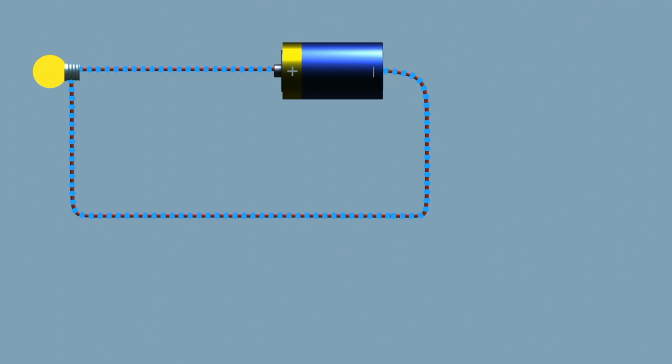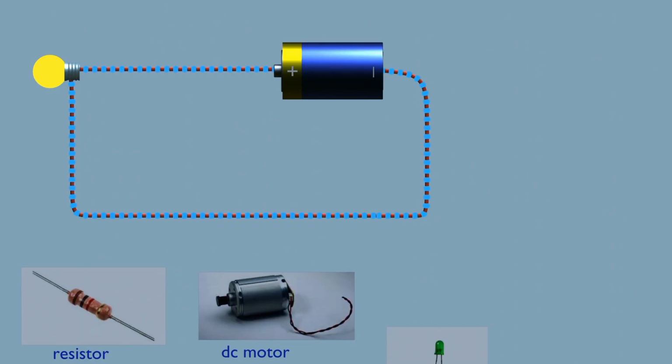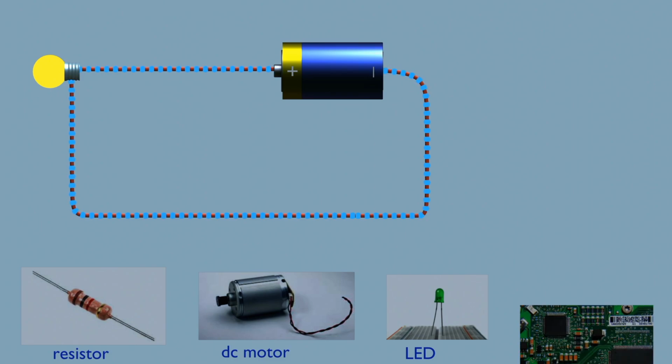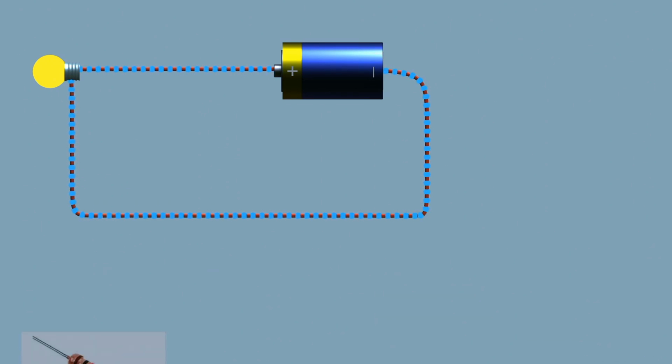The battery can only push electrons for a certain amount of time. This time depends on how energy is stored inside the battery and how much is demanded by the load. When we talk about load in electrical circuits, we mean any component that requires electricity to work. These could include resistors, LEDs, DC motors, or even entire circuit boards.